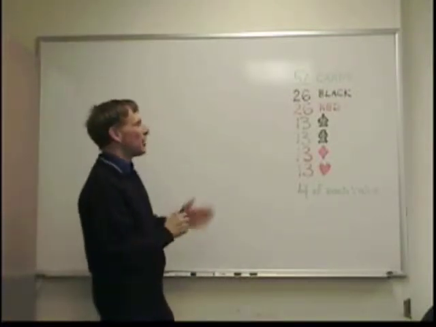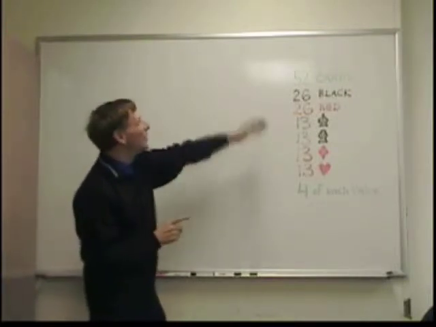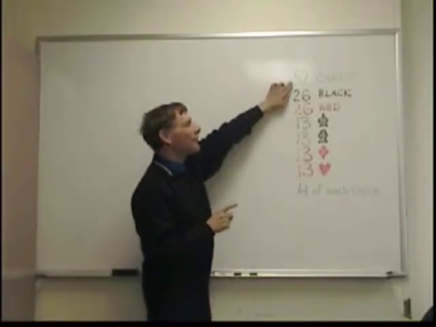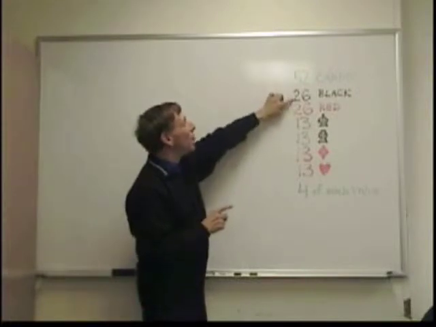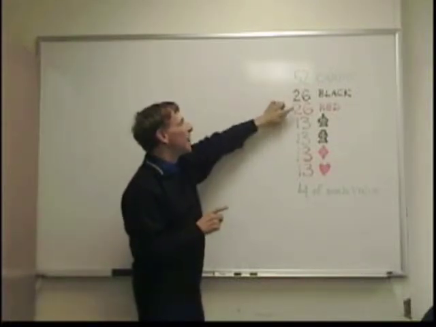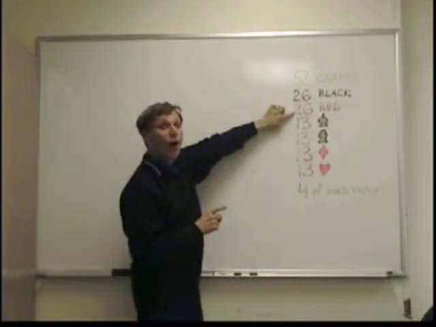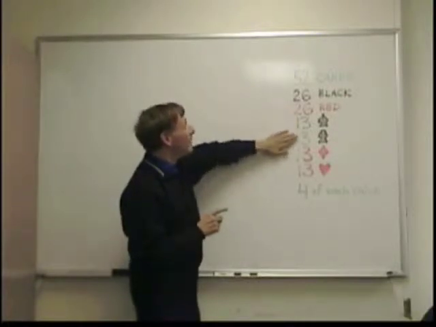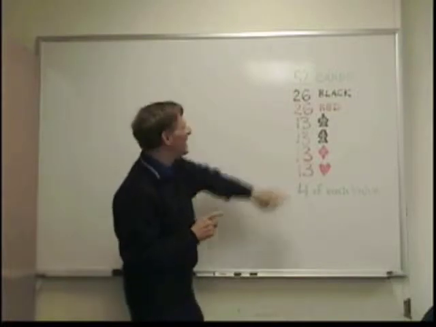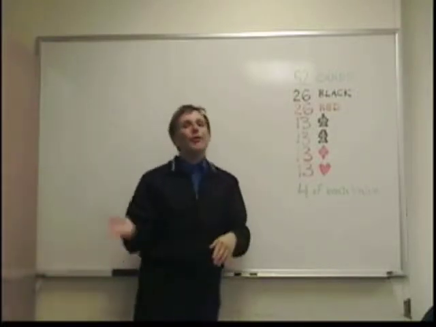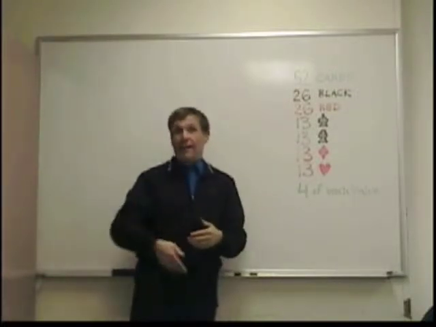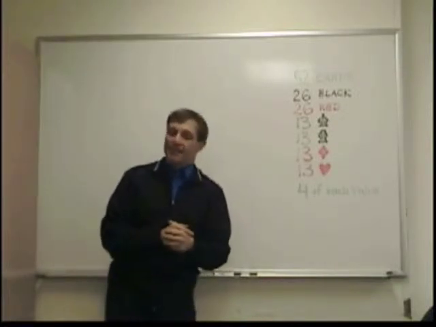First, let me show you a little bit about a standard deck of cards. A standard deck has 52 cards, 26 cards are black, 26 cards are red. There are 13 of each suit: the spade, the club, the heart, the diamond. And 4 of each value. There are 4 twos, 4 threes, all the way up to 4 aces.